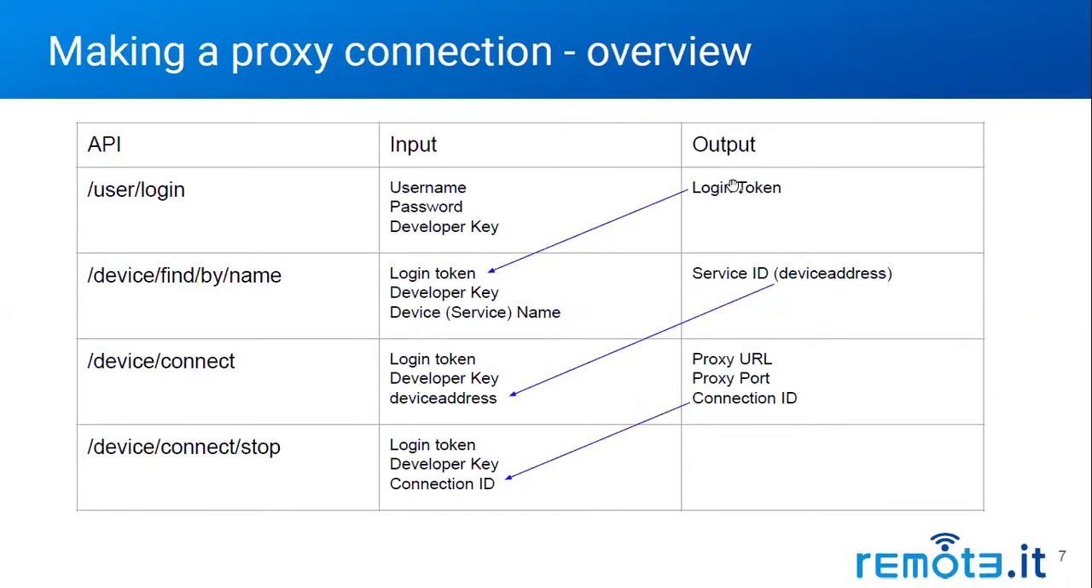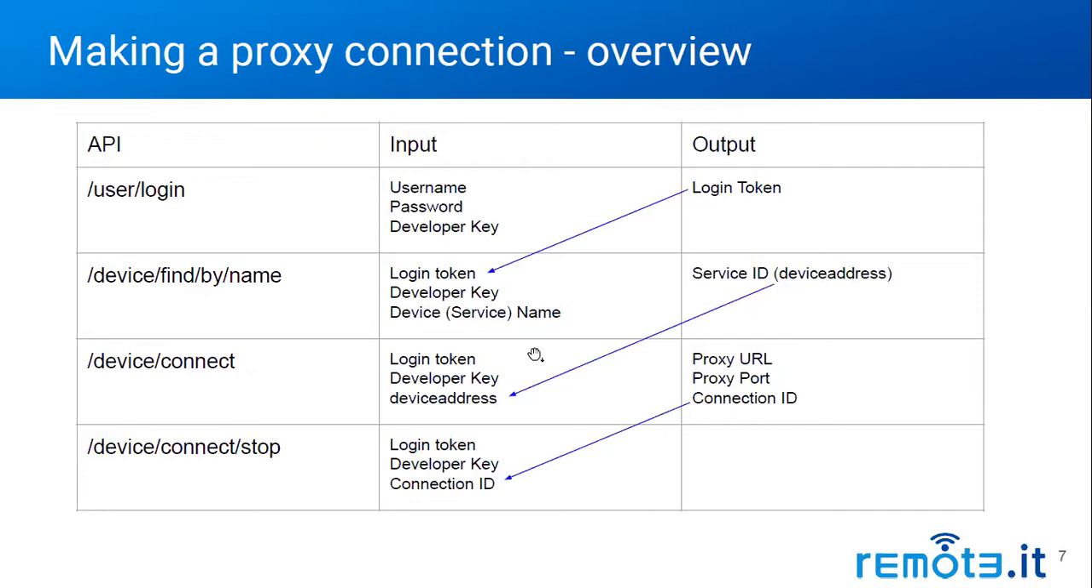But in any case, you first get the login token and give that to the device find by name along with the device or service name which you want to connect to. And this will come back with some information, including the device address. Now, the device address is what the key is called in the JSON response. This corresponds to the service ID in the web portal user interface.